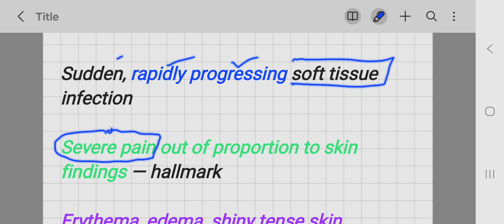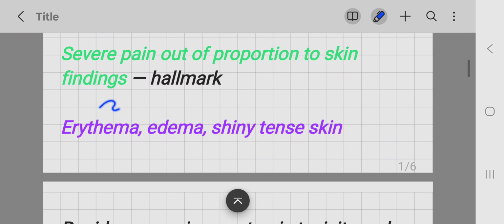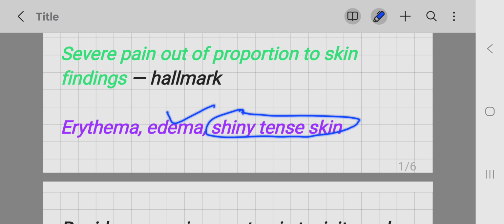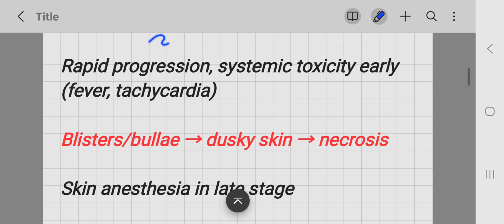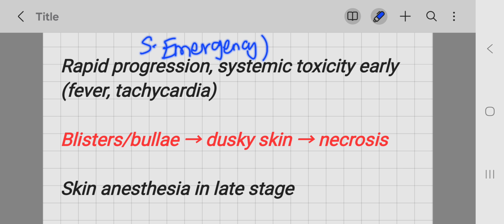pain that is out of proportion to the physical appearance of the infection. The patient has erythema at the site of infection, edema, and there is shiny tense skin. It is a surgical emergency. You should remember it is a surgical emergency and you don't have time to delay its treatment.